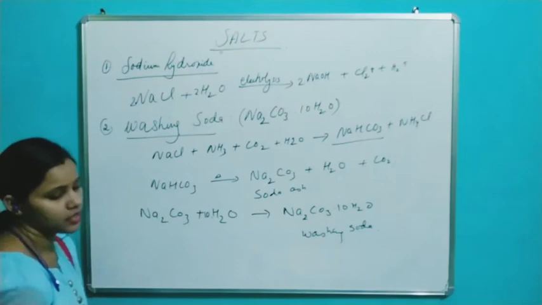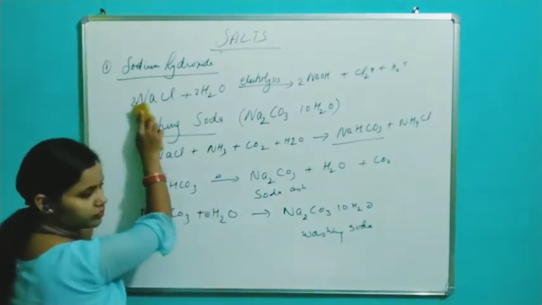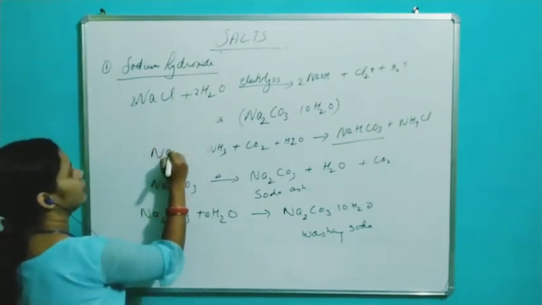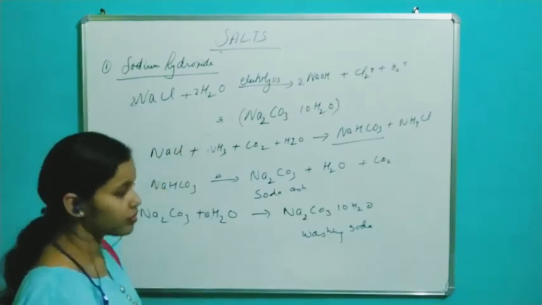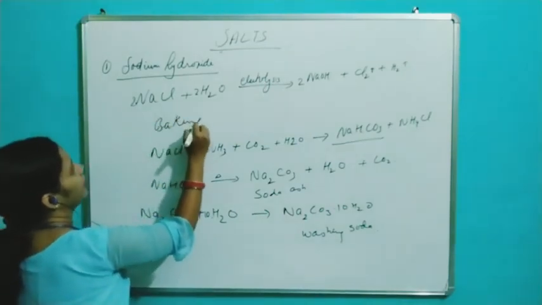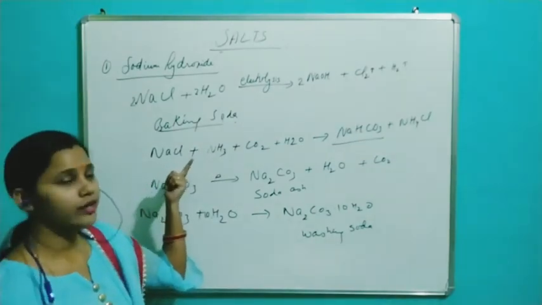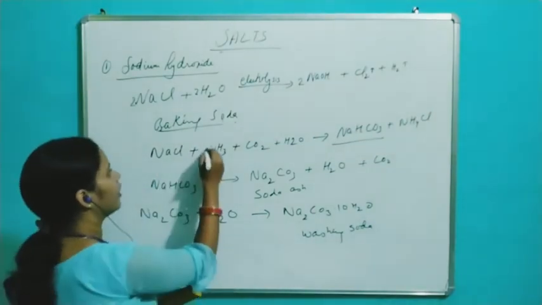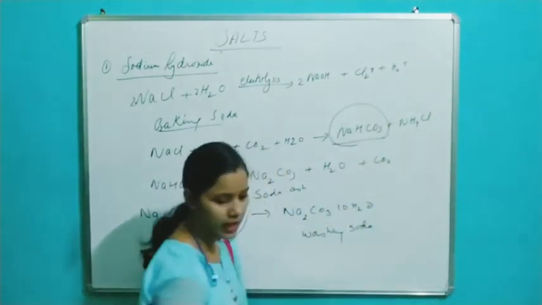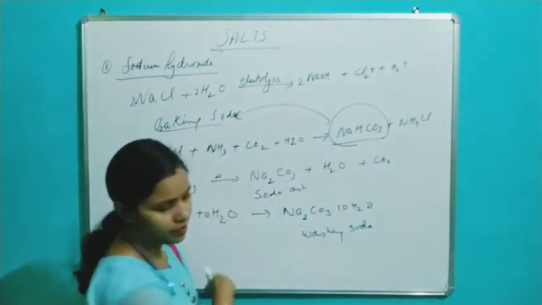Moving on, next is baking soda. We have the reaction of baking soda here only. How can we prepare baking soda? We have just seen the reaction here. When the cold and concentrated sodium chloride is treated with ammonia and carbon dioxide, we get sodium hydrogen carbonate, which is nothing but the baking soda.